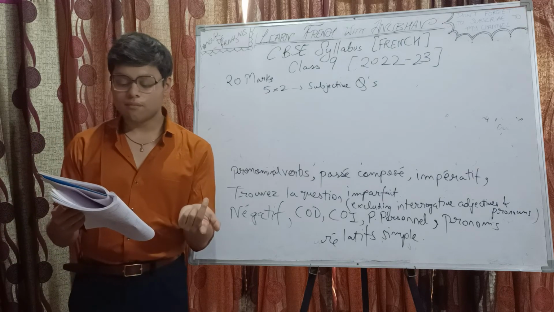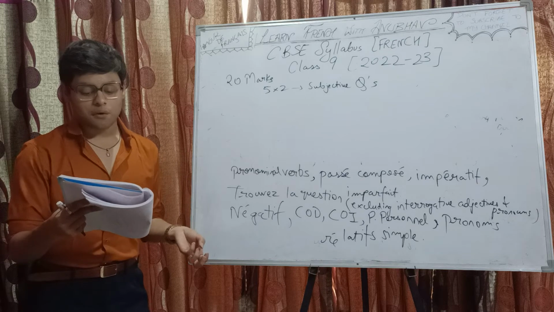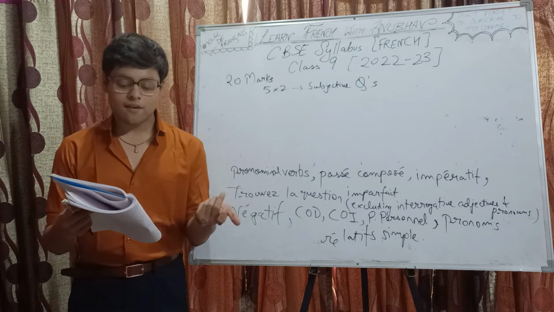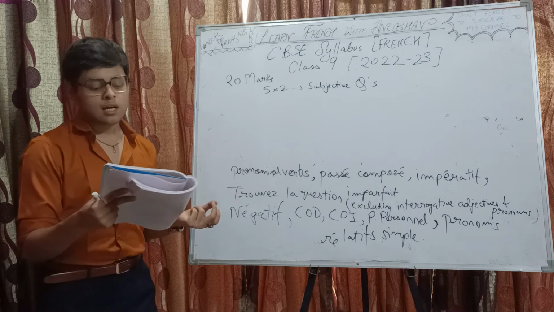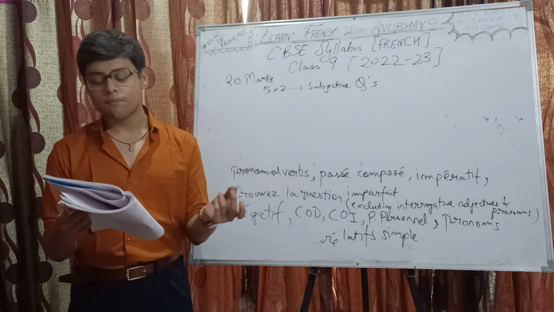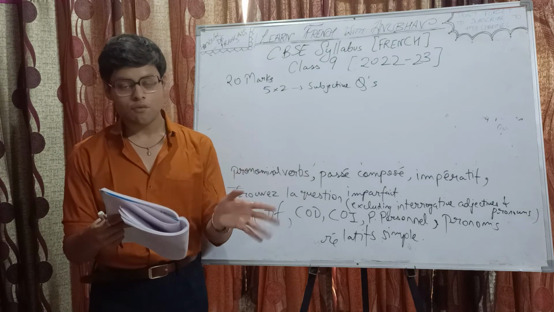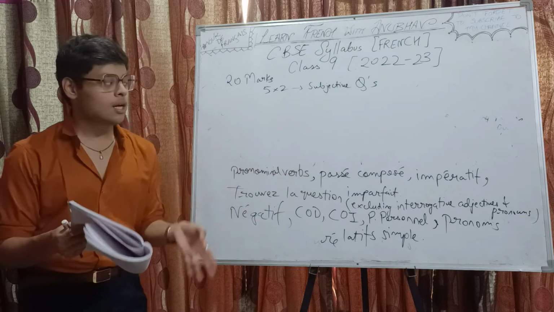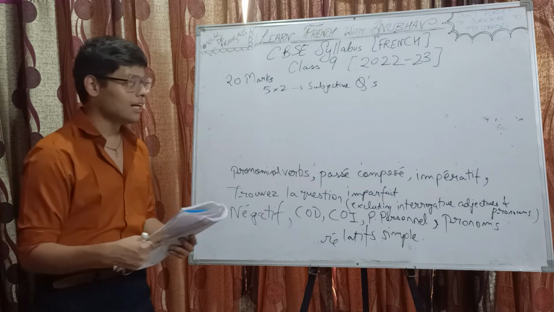Lesson 1, La Famille. Lesson 2, Au lycée. Lesson 3, Une journée de Pauline. Lesson 4, Les saisons. Lesson 5, Les voyages. Lesson 6, Les loisirs et les sports. Number 7, L'âge de poche. And number 8, Faire des achats. So these are the 8 lessons you are getting for Culture et Civilisation. You need to prepare only these 8 chapters from the textbook, Anubhav class 9.